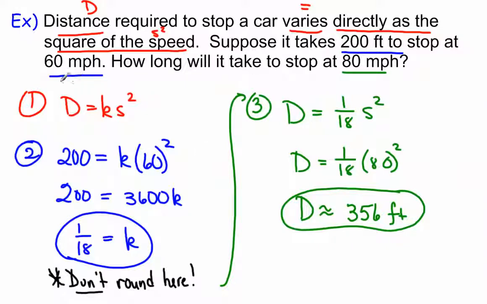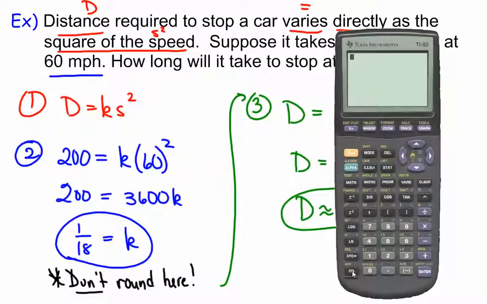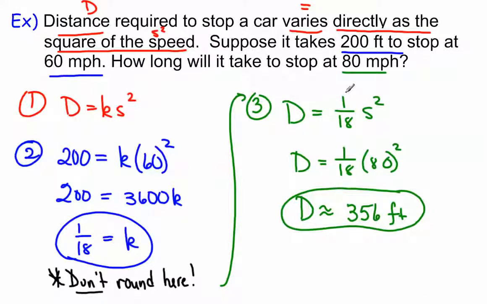Step 2 is take this information that they've given us and find k. So 200 feet is my d, my speed is s, 60, so 60 squared. Multiply that out, divide, and k equals 1/18th. Now I'm going to say this is really important. You don't want to round at this step. Just go ahead and simplify your fraction. Use your calculator if you need to. You could do 200 divided by 3600, and it's going to give you a decimal, of course, but we can change that to a fraction by going to math and then fraction, and then I get my 1/18th. So I get the exact answer.